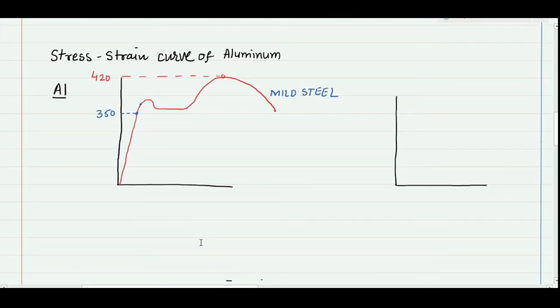So first, let's make the stress strain diagram of aluminium, and I would like to make it along with your previous stress strain diagram. So this is for the mild steel. In case of aluminium, your Young's modulus is less than steel, and your elastic limit is also less than steel. So in case of aluminium, your graph is like a straight line and then a sudden fall.